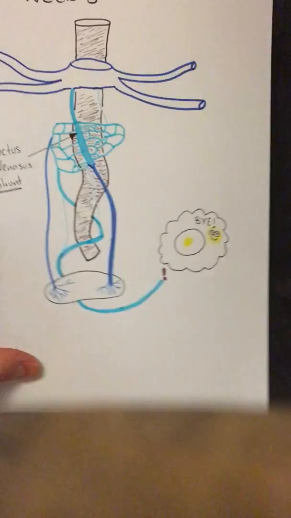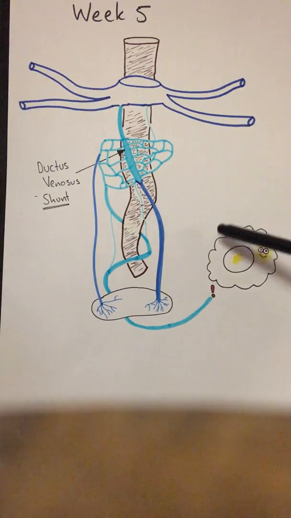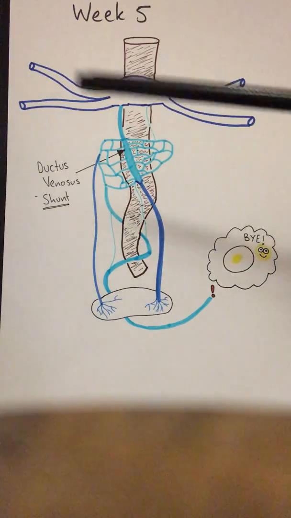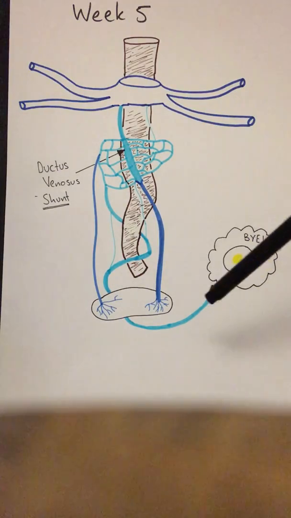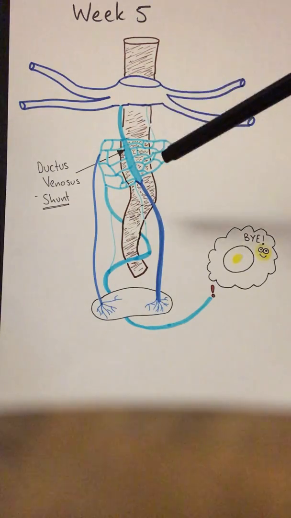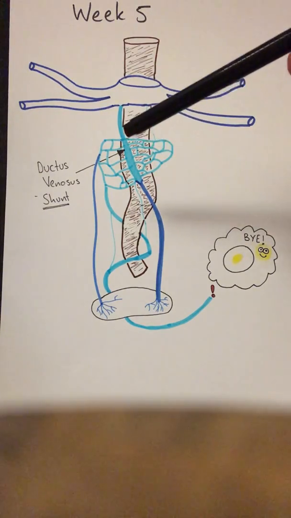So we move on to week 5 now. And again, you've got a little bit of a different picture. So you can see, unfortunately, the yolk sac has gone. Again, the cardinal veins are extending out the way. And you've got, again, more programmed cell death, this time on the vitelline veins. So this is getting a little bit narrower now.